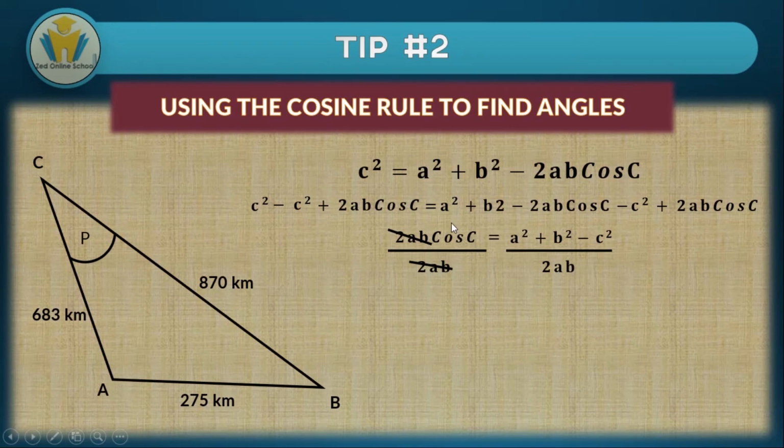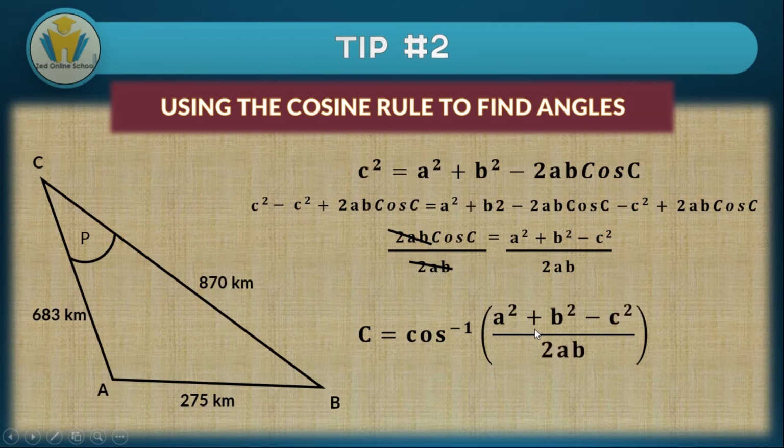Most people can end here and it will be fine, but you can take it further and get rid of this cos here. We do that by introducing cos inverse on the right side and removing the cos here. So C will be equal to cos inverse of a squared plus b squared minus c squared divided by 2ab.